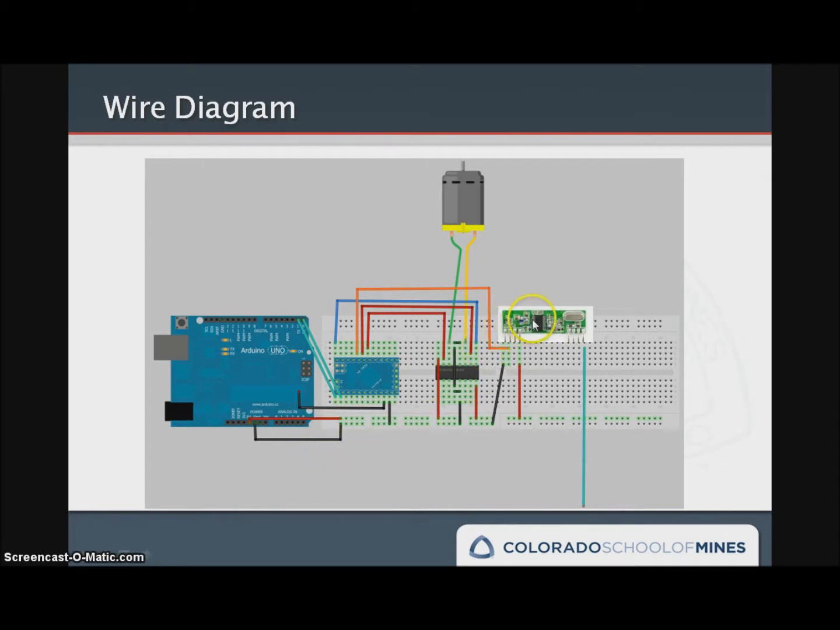You have the wireless receiver here, antenna, H-bridge, and motor. Here's a demonstration of it locking and unlocking.